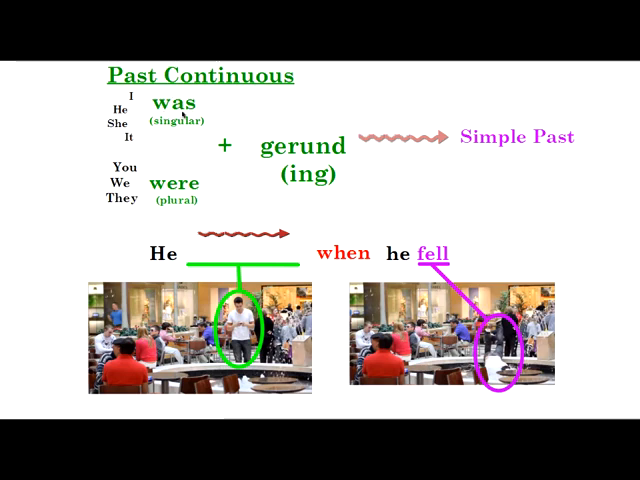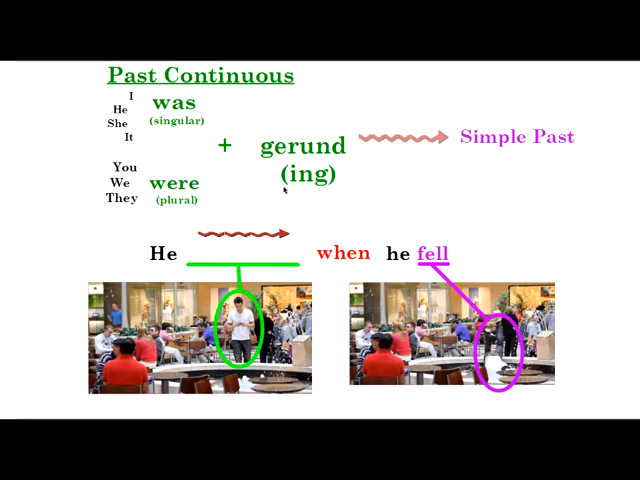So remember, when I use was, I use my subjects I, he, she, and it. So those are my singular subjects. So I use was for my singular subjects. And I use you, we, they, and were for my plural subjects. So remember, I use were for my plural subjects. And I use the gerund. Remember, the gerund is the ing.